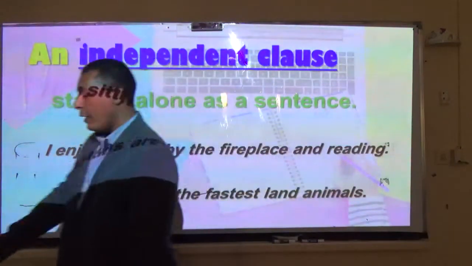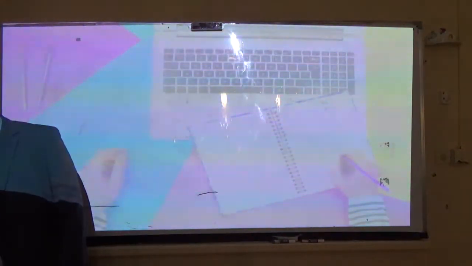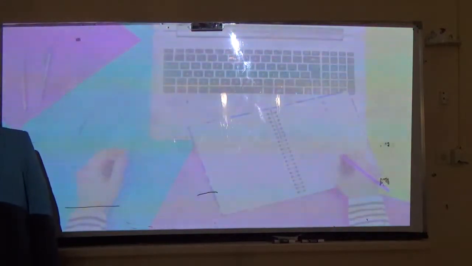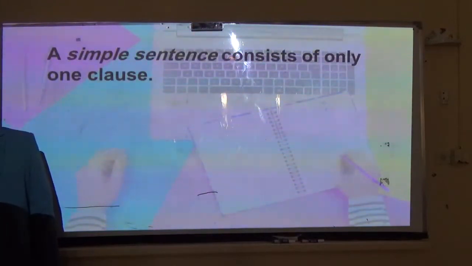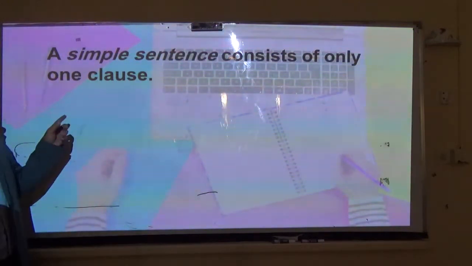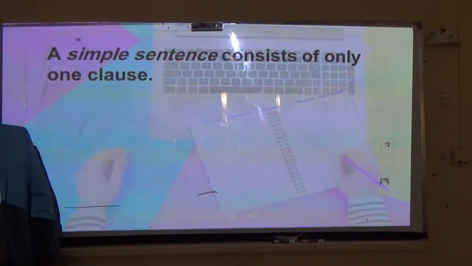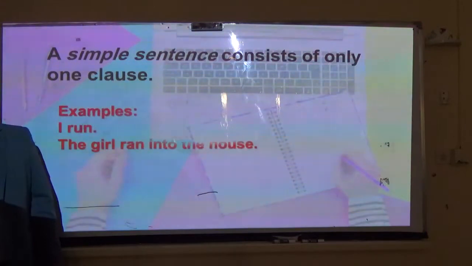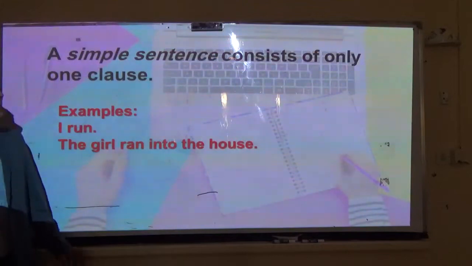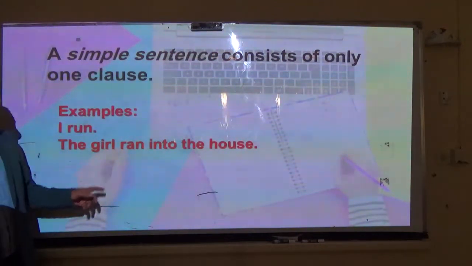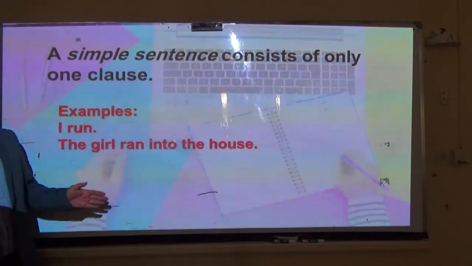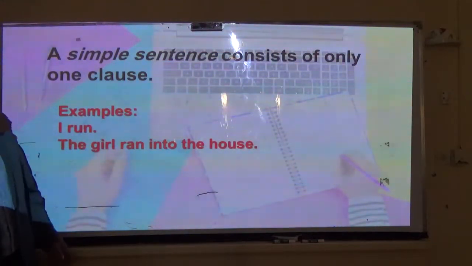Now, let's see what a simple sentence is. We said that there are 3 types of sentences. The first one is a simple sentence. What is a simple sentence? A simple sentence consists of only one clause. We will see an example. I run. It consists of a subject and a verb. The other one: the girl ran into the house. These are 2 examples of simple sentences.